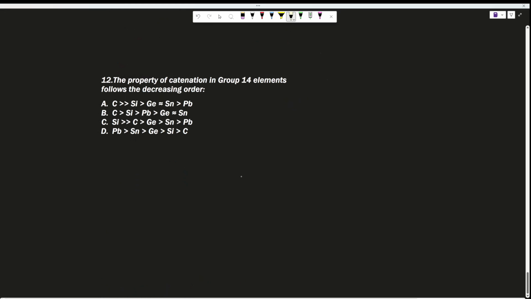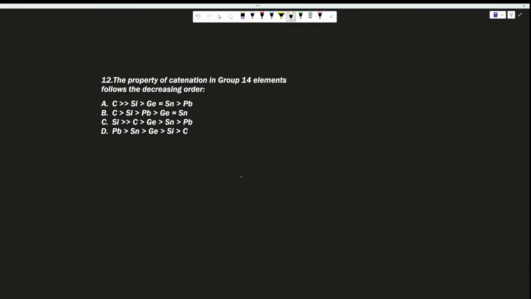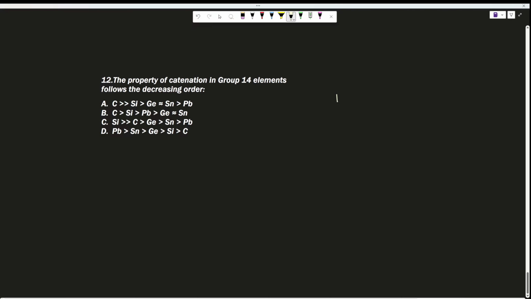Then the property of catenation in group 14 elements follows the decreasing order. So what is the order of catenation? You know that carbon has highest, so much more greater than silicon. Then silicon is greater than germanium. Remember that germanium and tin are equal. Then actually lead does not show catenation tendency. Here in the options it is given as least. So we can take this particular option, option A.